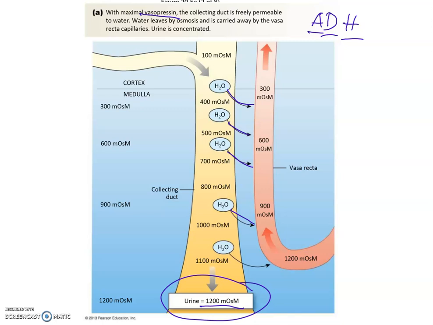And ADH is the hormone that's released from the posterior pituitary, and it will insert water channels into the collecting ducts and reabsorb pretty much every drop of water that comes by here until you reach a maximum of concentration in urine, and it's a minimum amount of fluid that you need to get rid of.